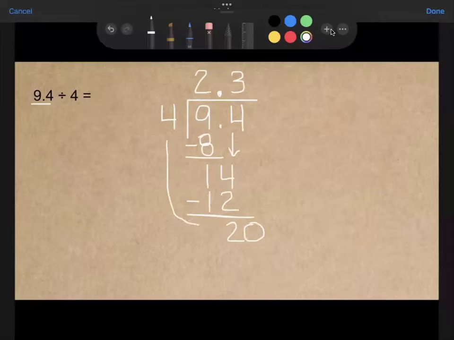How many times would 4 fit into 20? Well, I think it would fit in 5 times because 5 times 4 is exactly 20. And that's what I'm going to put here. And then I'm going to subtract that, and I have 0 left over. So when I get to the point where there are no more numbers to bring down and I don't have any remainders left, I know I'm finished. So the answer to this problem would be 2.35.